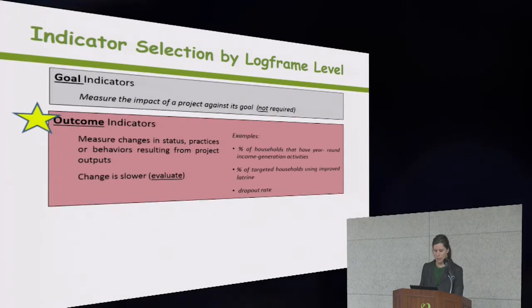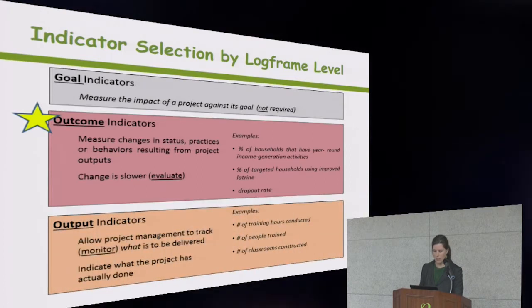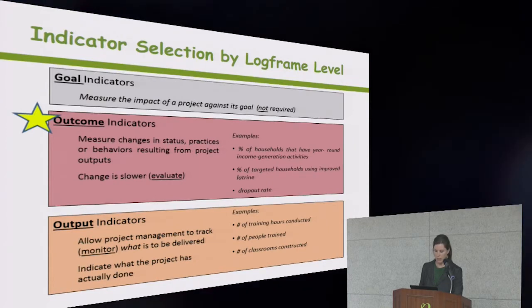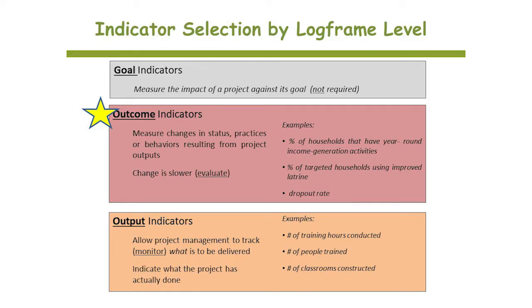Then moving down, activity and output level indicators. They'll be measured by regular monitoring activities, and they allow project management to track what is being delivered and indicate what the project has actually done.